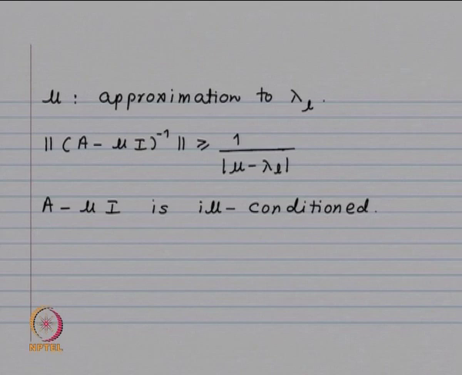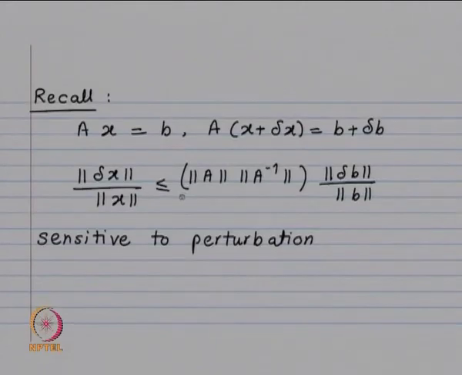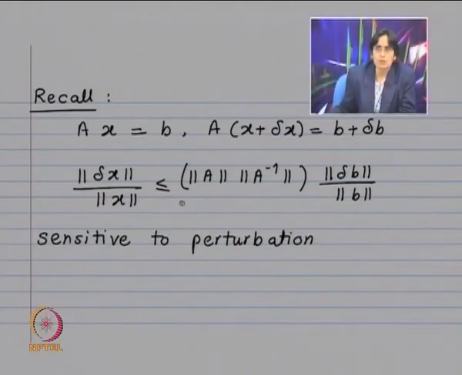Now, we have considered the perturbation theory. In the perturbation theory, if your matrix A is ill conditioned, that means if norm A into norm A inverse is big, then the solution is sensitive to perturbation in the right hand side. We had looked at A x equal to b, perturbing b slightly. So, consider the nearby system A (x plus delta x) equal to b plus delta b. Even though norm delta b by norm b is small, norm delta x by norm x can be big. In fact, we had proved this inequality: norm delta x by norm x is less than or equal to norm A into norm A inverse into norm delta b by norm b.